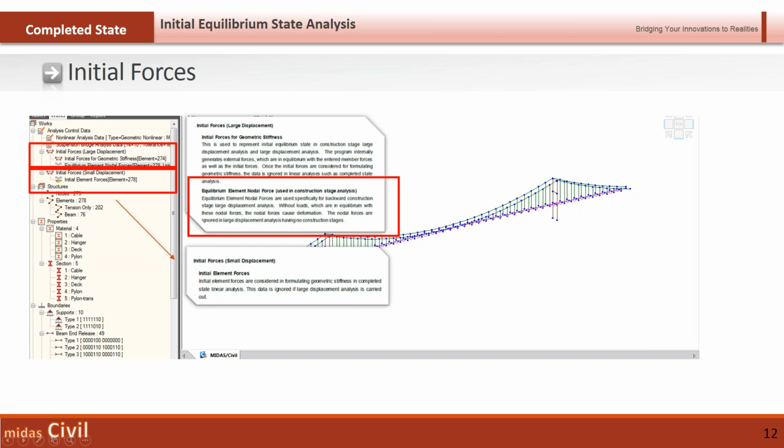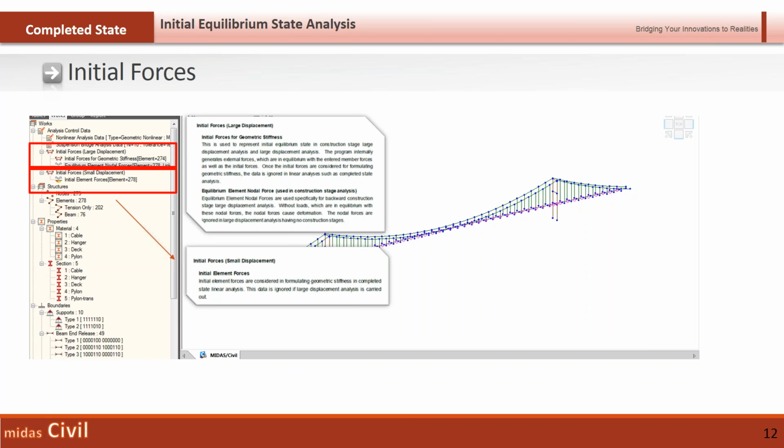Okay, that's why you are seeing two things in here. One is initial forces for geometric stiffness for large displacement, and another is equilibrium element nodal force. Those are nodal forces that are internally applied inside the software in order to sustain the equilibrium due to the initial forces. The small displacement one is only related to, sorry, linear analysis. It is not related to construction stages.